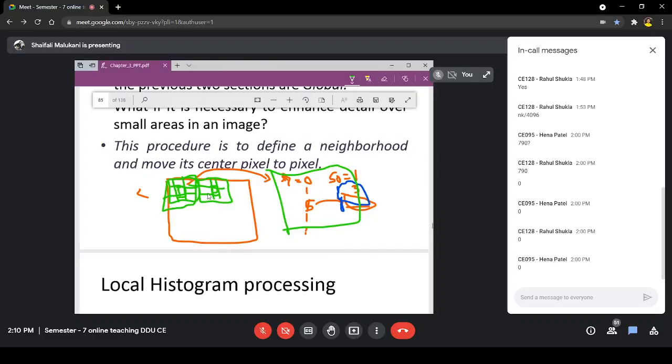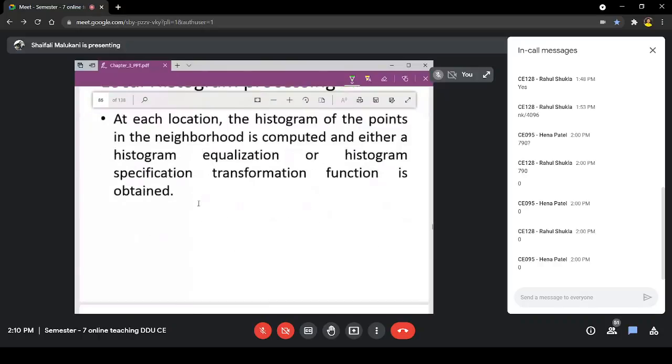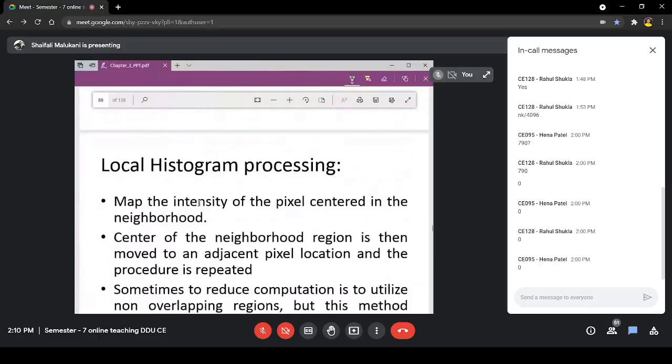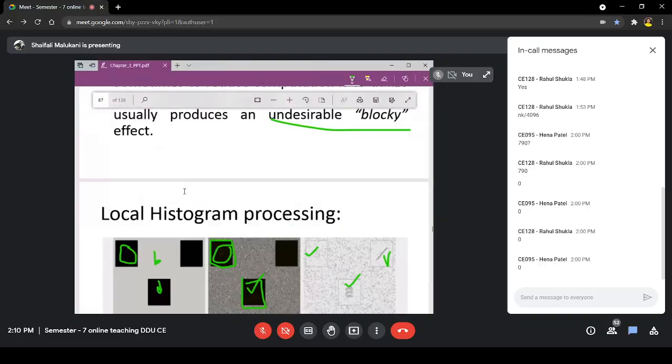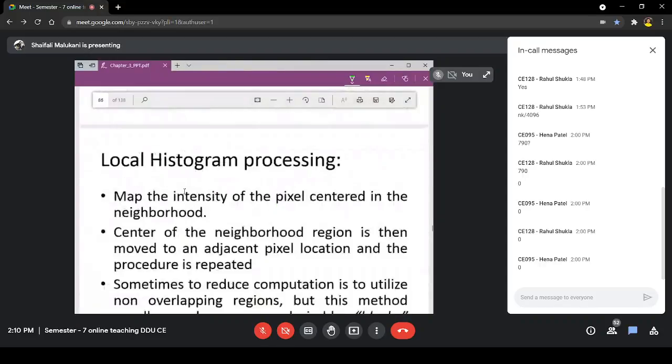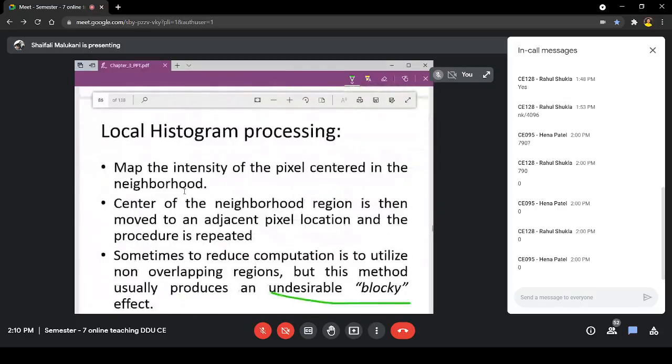So what can happen? You might see such blocky effects. Certain blocks are enhanced heavily, certain blocks are enhanced lightly. In that way, you might see blocky effects in that type of images. That is a disadvantage. The advantage is that computations are less. So this is all about local histogram processing. Any doubt up to this?